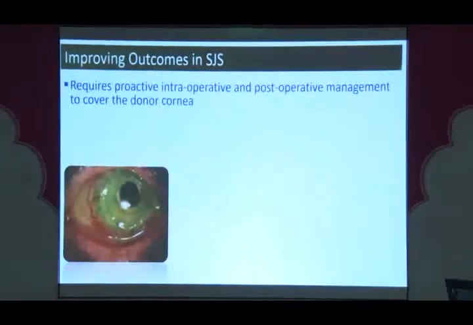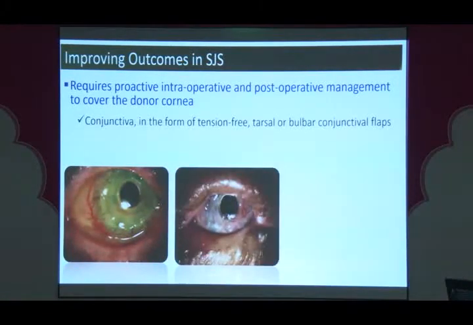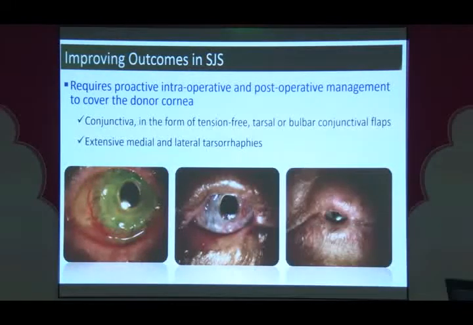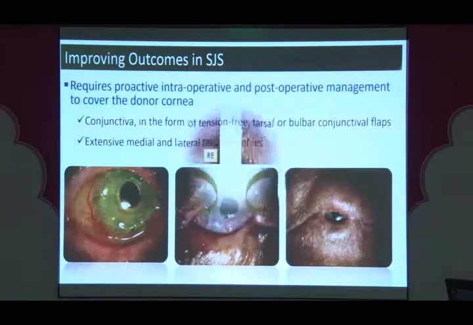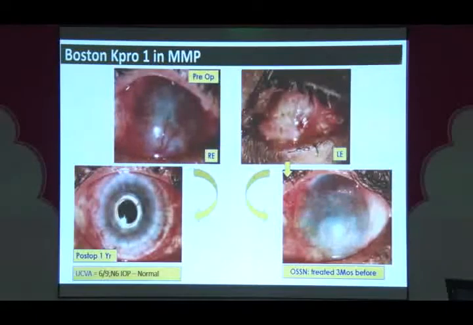So improving outcomes of SJS in Boston requires proactive intraoperative and postoperative management to cover the donor cornea with conjunctiva in the form of a tension-free tarsal bulbar conjunctival flap. Extensive medial and lateral tarsorrhaphies are required in these cases. And MMP is a little better than SJS.